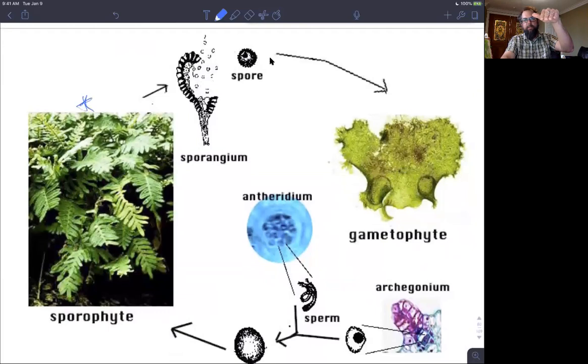And those spores then fly through the air and will land somewhere and germinate and develop into their separate free-living little photosynthetic gametophyte. That gametophyte makes both antheridia and archegonia, and the sperm then have to swim and find the archegonium, swim down, fertilize the egg, and then that can develop into, again, this mature sporophyte.